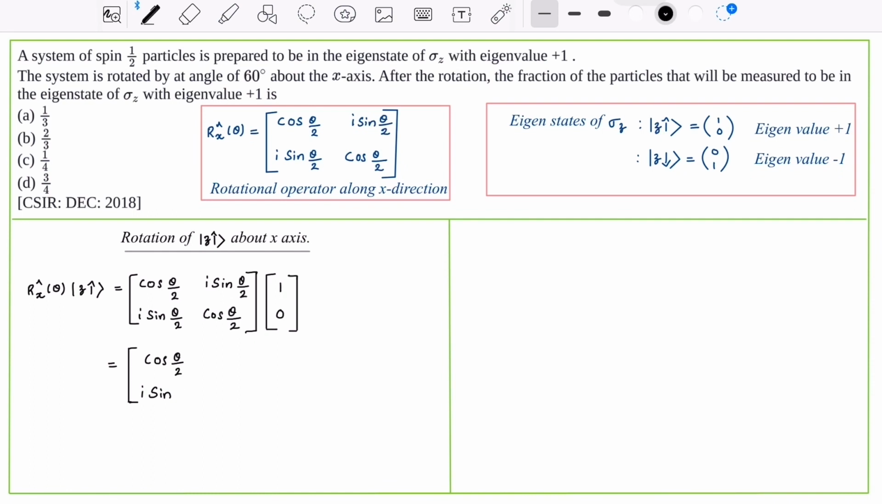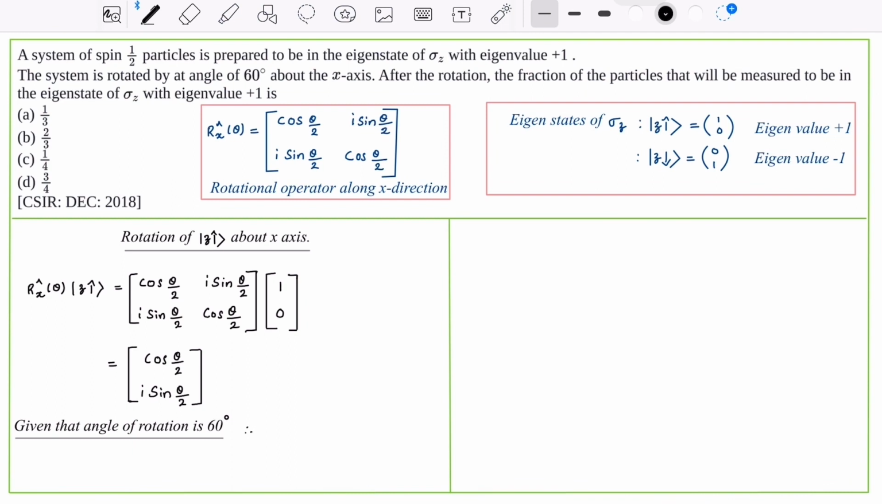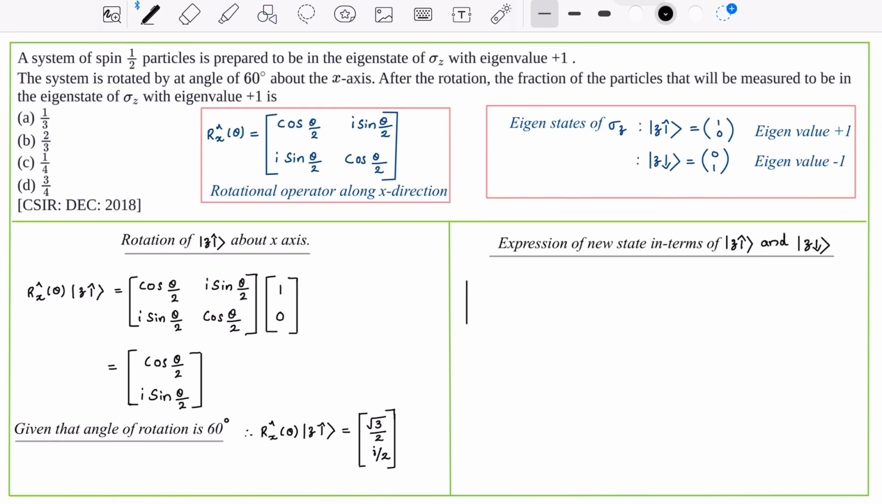The new state is the matrix (cos theta by 2, I sin theta by 2). In the present problem, it is given that the angle of rotation is 60 degrees along the x direction. Therefore, the new state after rotation is the matrix (root 3 by 2, I by 2), because the angle is 60 degrees. Therefore, cos theta by 2 is root 3 by 2 and I sin theta by 2 is I by 2.